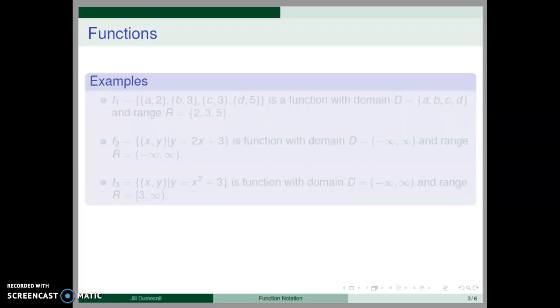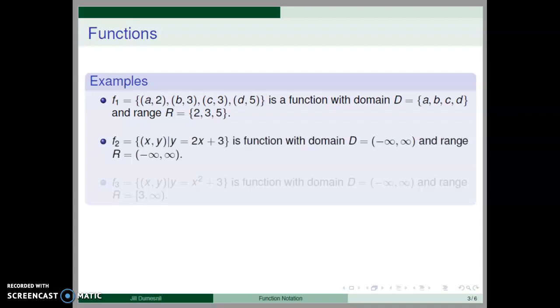Let's now consider a few examples. The set F1 equaling the ordered pairs (A, 2), (B, 3), (C, 3), and (D, 5) is a function with domain equaling the set of elements A, B, C, and D, and range equaling the set of elements 2, 3, and 5. Notice there is no prohibition on repeating second coordinates in the definition of function.